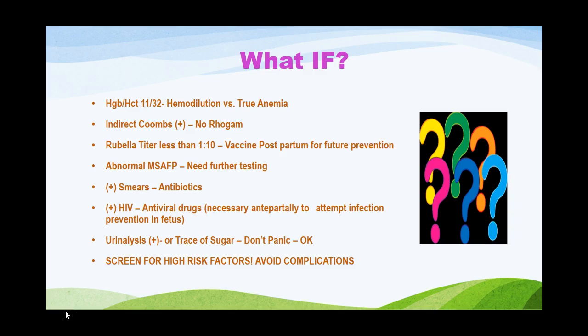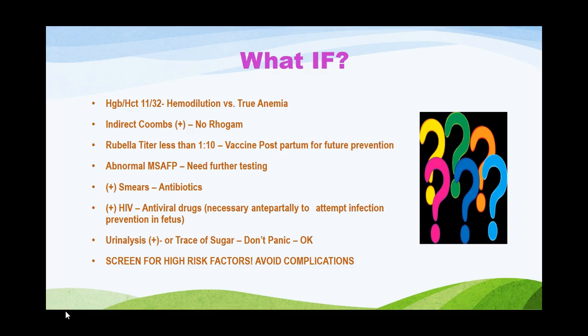That lab work shows the difference in that hemoglobin and hematocrit ratio, and you have to be able to determine whether we're dealing with a hemodilution, which would give you a false anemia reading, or if what we're seeing is true anemia. Indirect Coombs. If it is positive, then we do not give RhoGAM to these people, okay?